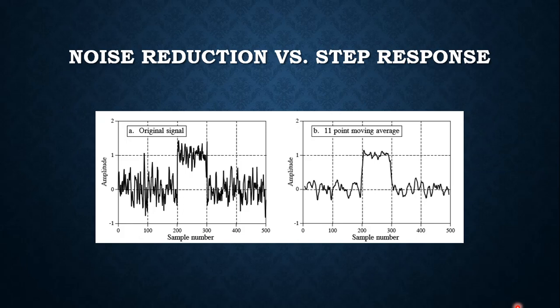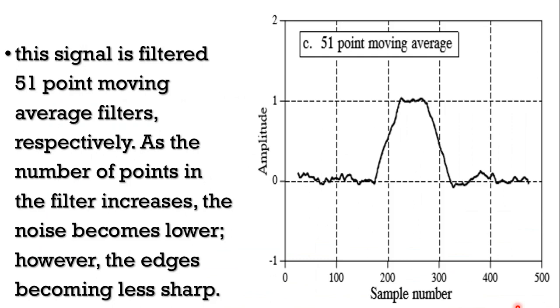Now we will apply moving average filter to study the noise reduction versus step reduction. The original signal is given as shown, and when an 11-point moving average filter is applied, some of the sharp points are reduced, but there are still high frequency components involved in it. As we increase the moving average filter points from 11 to 51, the sharp edges are reduced and smoothness is achieved.